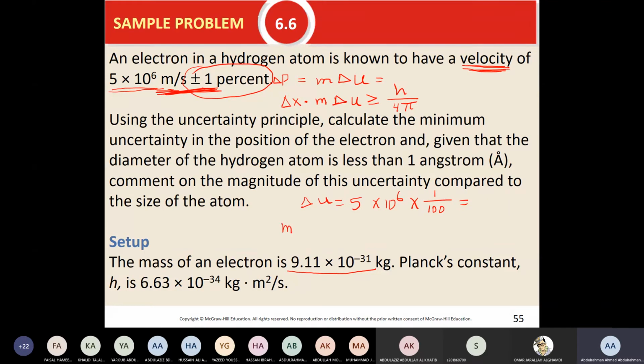Now multiply m delta U, which is whatever answer you have here, multiplied by this mass. And then calculate delta X, which is equal to what? H over 4 pi divided by, or we can say that this is equal to m delta U. Then calculate delta X. I want you to do it quickly. You have H as usual. This is H. Divide by 4 pi.